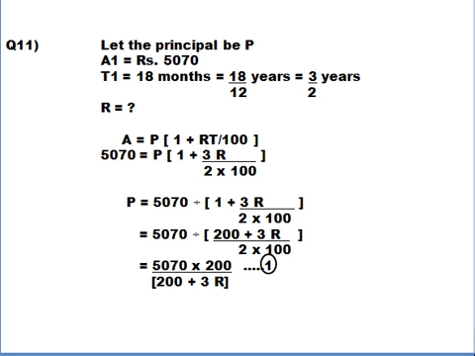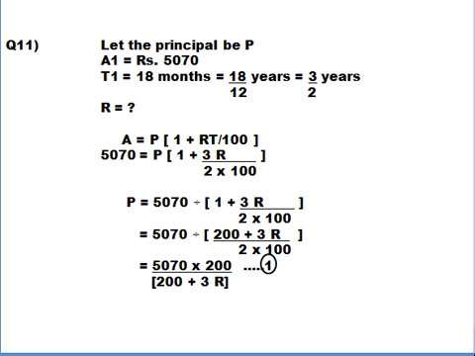I have assumed the principal to be P. This principal is going to remain the same in both the cases. Amount 1 is given as rupees 5070 and time 1, for the first case, is given as 18 months. 18 months will be converted to years if I divide it by 12 because there are 12 months in a year. So it becomes 18 by 12 years, which on simplifying becomes 3 by 2 years. Rate we need to find, so it is a question mark.